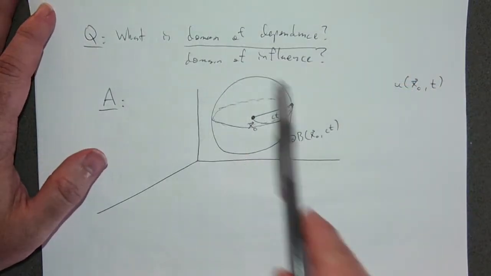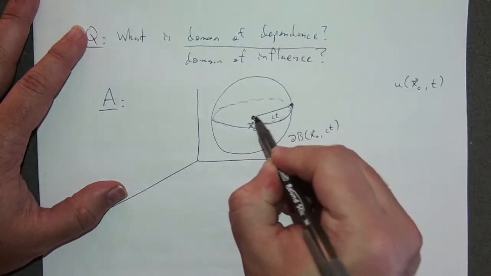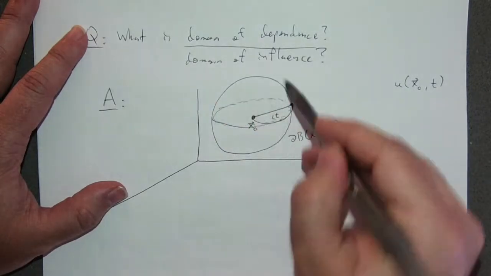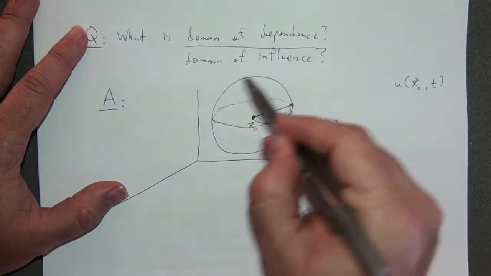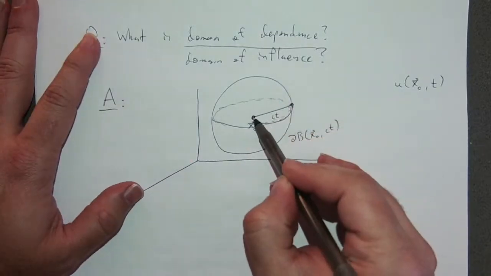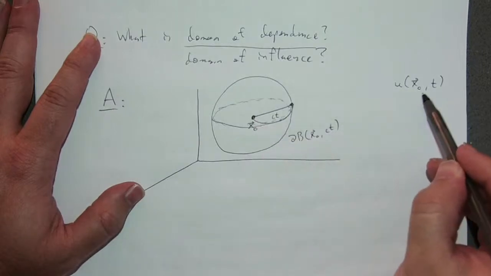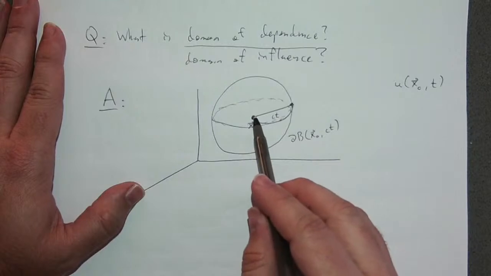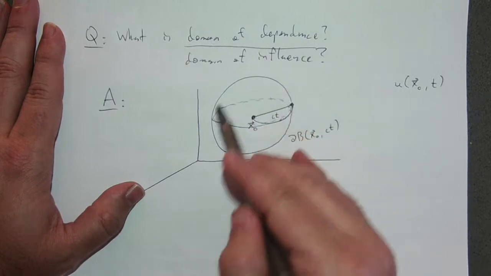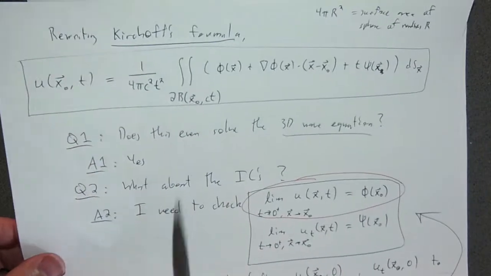And so what points contribute to my displacement here at the center of this thing? All of the points on this sphere. None of the points inside it, only the points on the sphere. Notice that this means that for this point x naught, where I want to know my displacement, the entire contribution to displacement here is given by all the points on this sphere. That's what Kirchhoff's formula tells me.